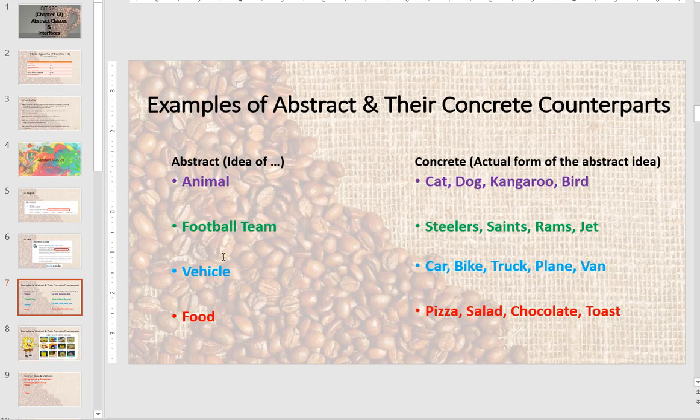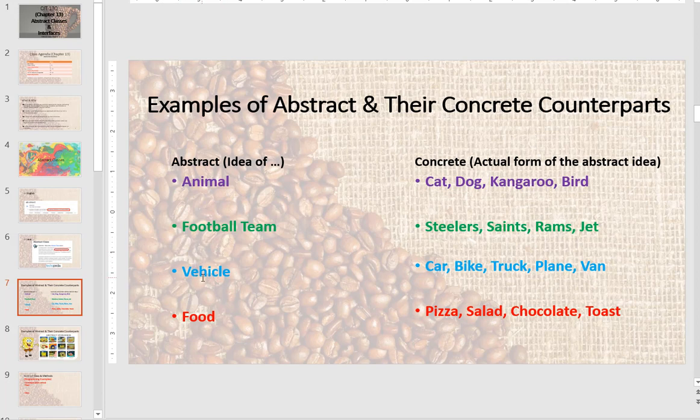So the abstract idea would be an animal. If I just say, I have an animal, that's very abstract. You don't know what animal I have. It could be a cat, a dog, a kangaroo, a bird. I could say, I like football teams. Well, that's an abstract idea because do I like the Steelers, the Saints, the Rams, the Jets, or who? Vehicle, I drive a vehicle.